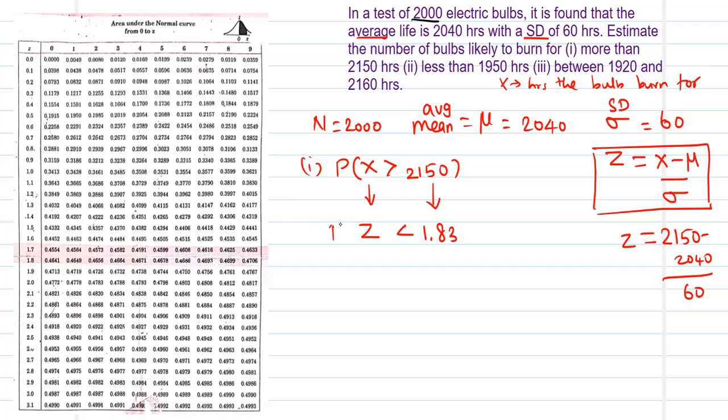So we have the probability of z less, sorry, this is not going to be less than, it has to be greater than, sorry about that. Whenever it is greater than here, it will also be greater than. So we want the probability of z greater than 1.83.